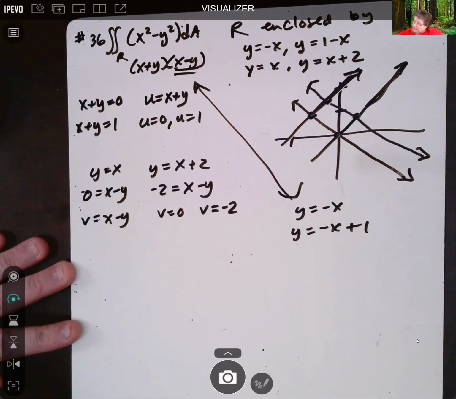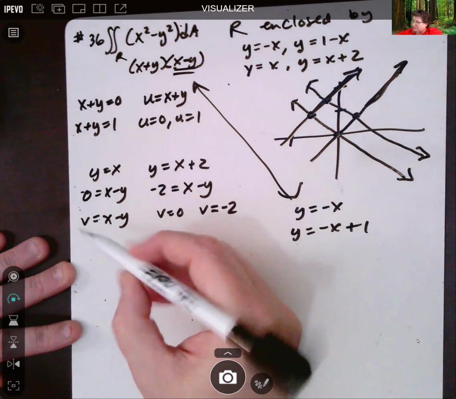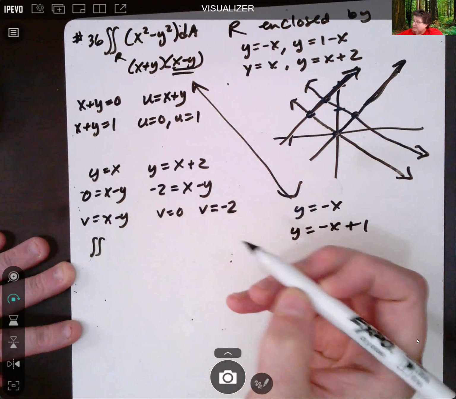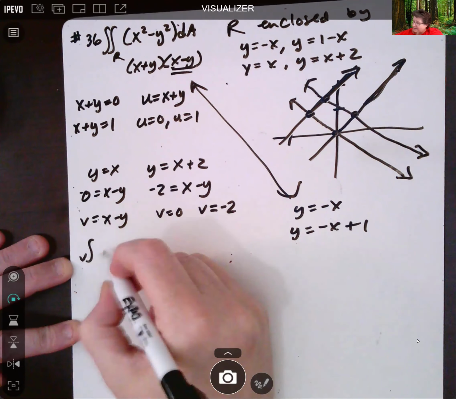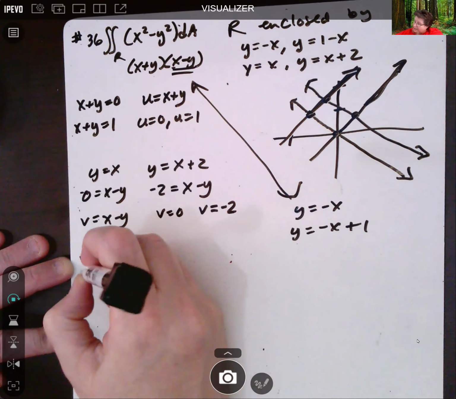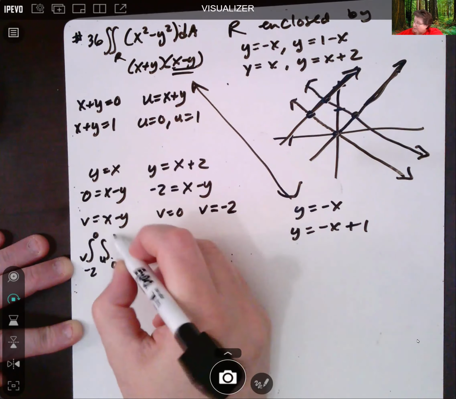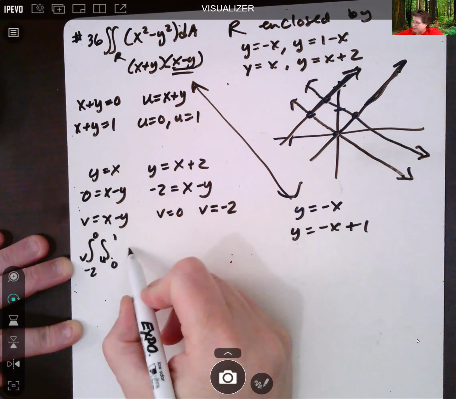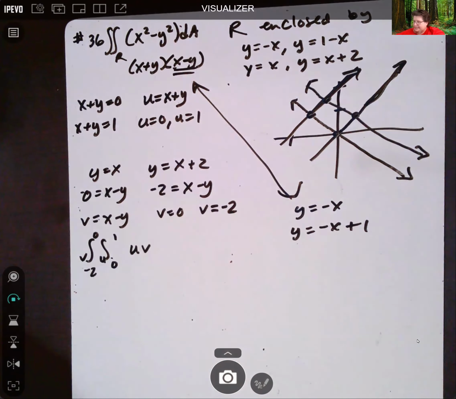There's 2 lines. So those will be my regions. And if I change this, that would change the integral on the inside. Let's see if I do v and then u. I don't know which one's going to be the better one to do first. Negative 2 to 0 and then 0 to 1. This would make this whole thing uv. The question is, what does dA become?